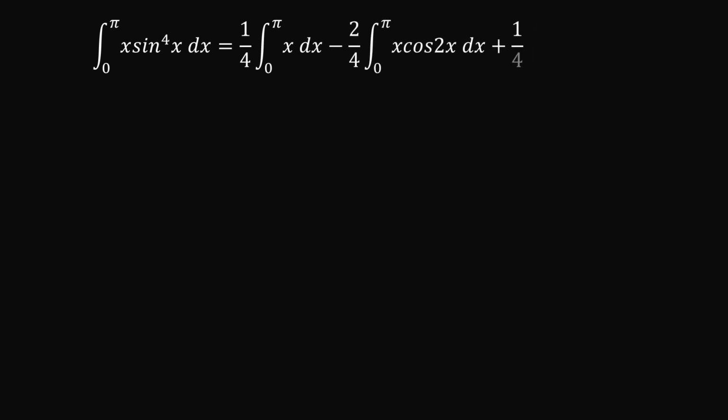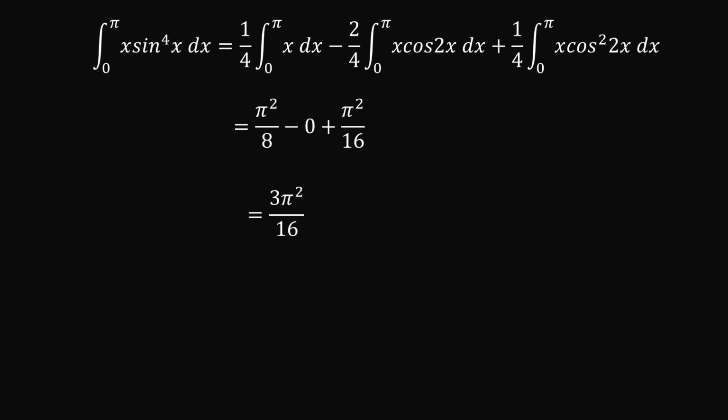So essentially now we have the integral of x sine to the power 4 of x being equal to the sum of the independent integrals. From the first integral we had pi squared over 8. From the second integral we had 0. The third integral got split into two integrals. The first part was pi squared over 16. The second part was 0. So the answer here, adding these two terms, is 3 pi squared over 16. And so this is the answer.